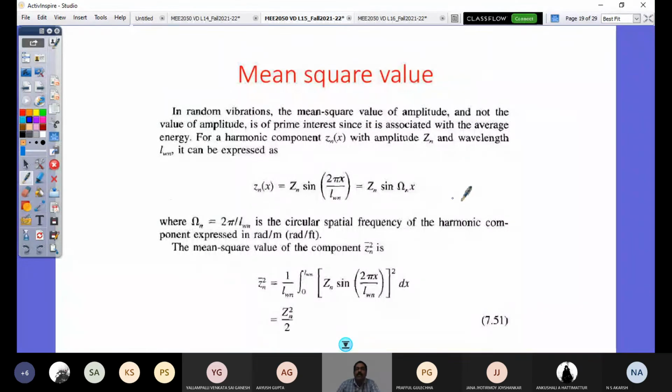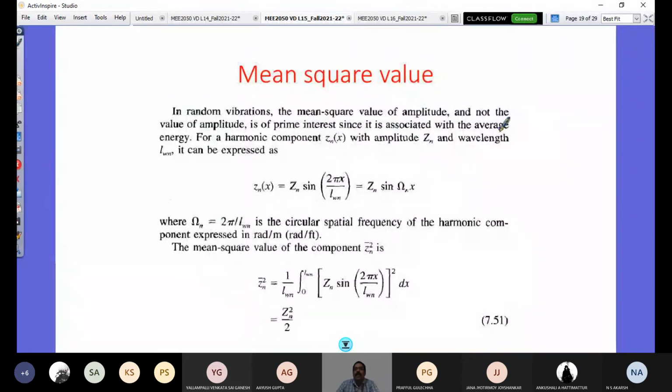Right. So having understood this, now we can understand what is mean square value. In random vibration, the mean square value of amplitude, and not the value of amplitude, is of prime interest. So mean square value is what is important. I'm not so much worried about what my amplitude value is, since it is associated with an average of energy. We will always see what is the energy that is coming to the vehicle, instead of saying what is the amplitude every time it comes. So that's a good measure and sensible to account.